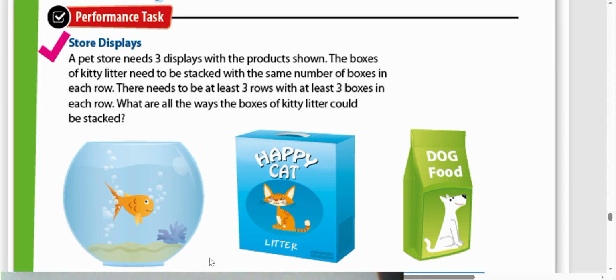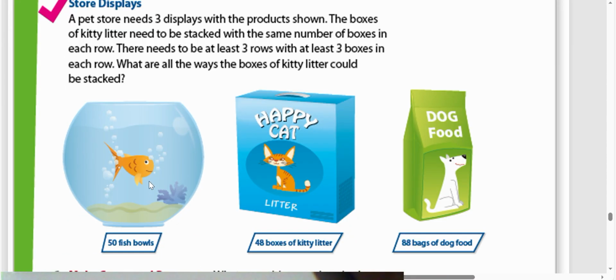Next question: store display. Look at here. A pet store needs 3 displays with the product showing. The boxes of kitty litter need to be stacked with the same number of boxes in each row. There needs to be at least 3 rows with at least 3 boxes in each row. What are all the ways the boxes of kitty litter could be stacked?